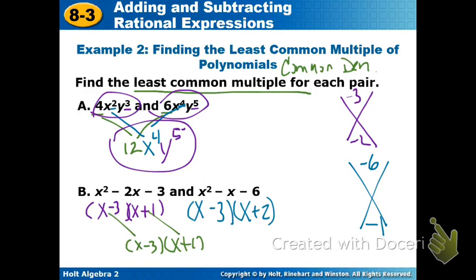I have an x minus 3. I already have an x minus 3, so I'm good, right? He's already represented. I have an x plus 2, so what do I need to represent an x plus 2? X plus 2. Okay. So that would be my least common multiple, the common denominator. I would need to have all of those. Again, you do not have to repeat. If you have a binomial already in the common denominator, you do not have to repeat it. Okay? Questions on that one?